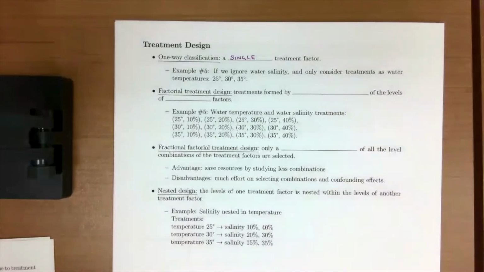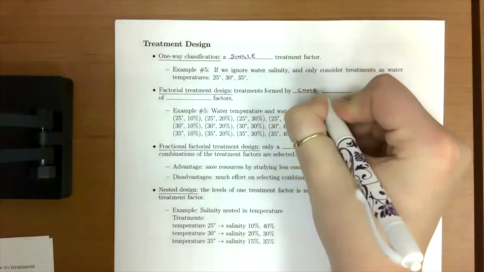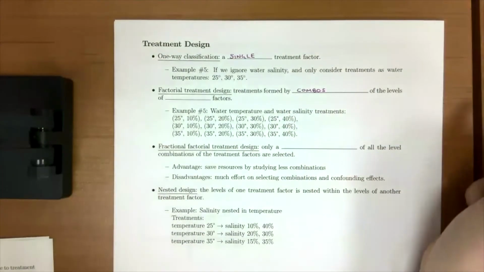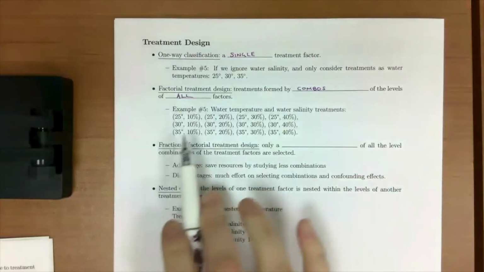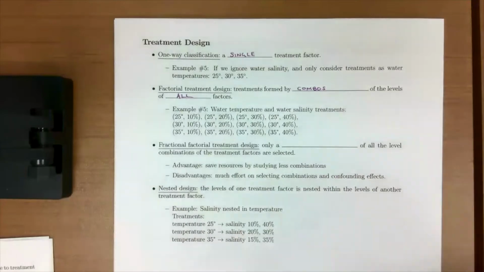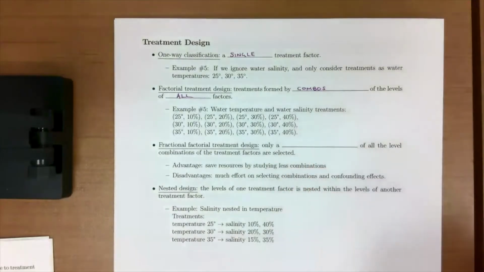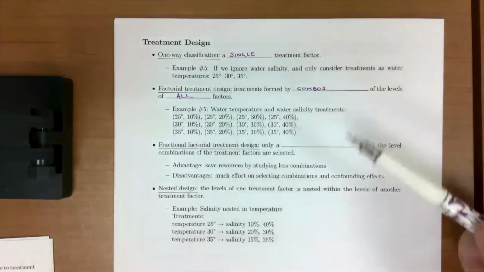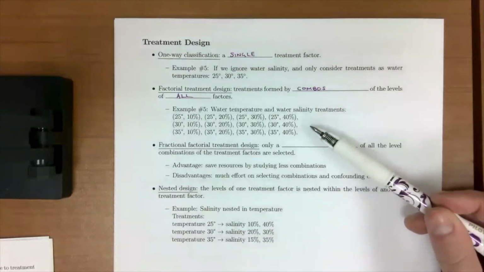Another treatment design is called a factorial treatment design. Treatments are formed by the combos of the levels of all factors. Okay, so what our treatment design here would be applying all 12 of these treatments. So sometimes in practice, this is very hard to do due to time and resources.